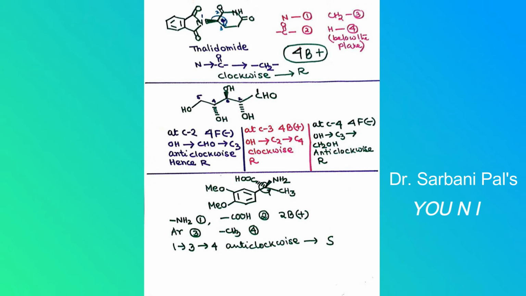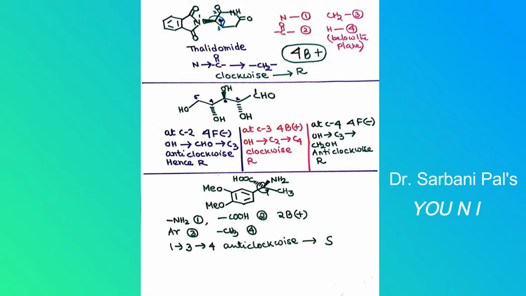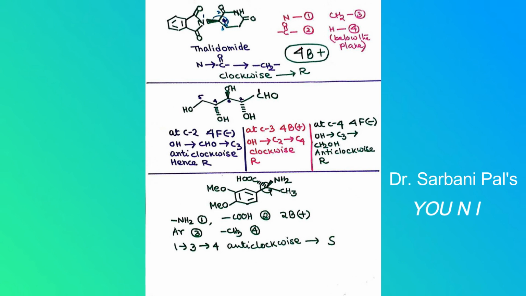Now coming to a carbohydrate which has three chiral centers, C2, C3 and C4. By using this mnemonic table, we can find out the absolute configuration of the three centers easily. At C2, the hydrogen is pointing above the plane. So for C2 we have to apply 4F minus, and OH, CHO, and the C3, C4, C5 chain are the first, second and third priority. So 1, 2, 3 is anti-clockwise.